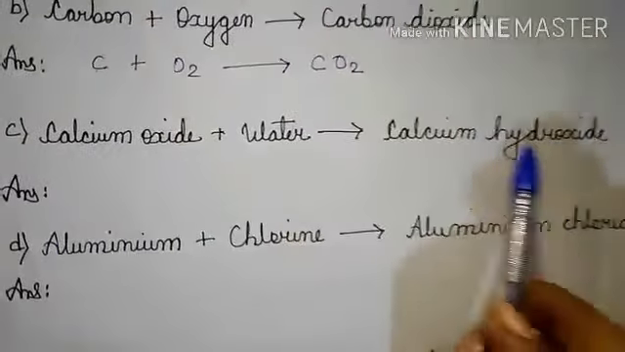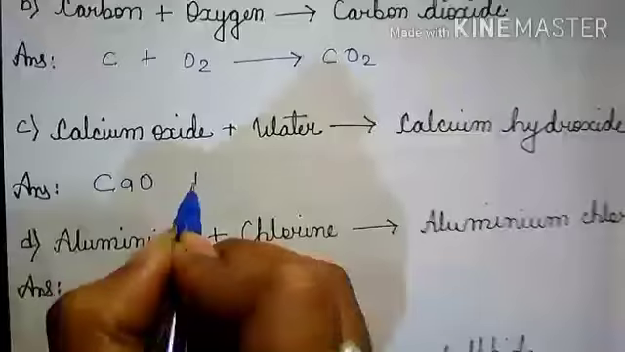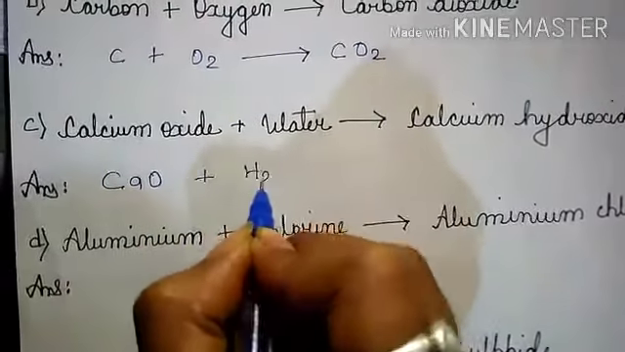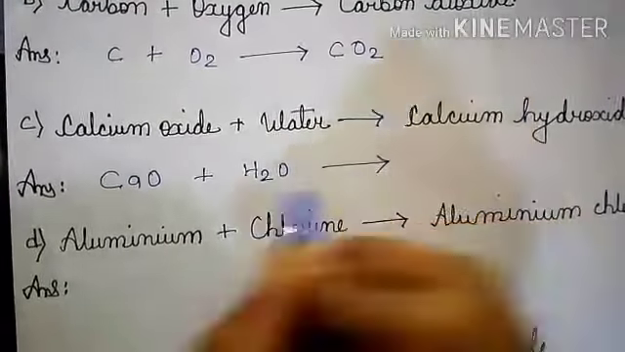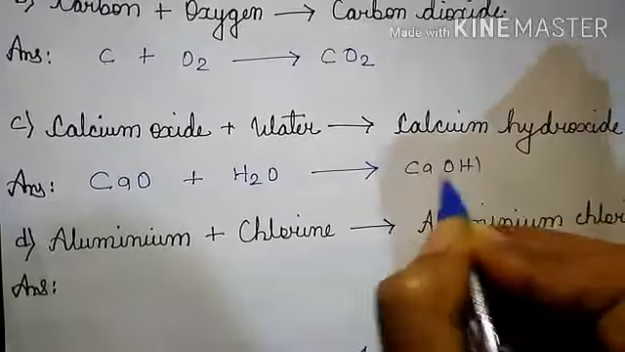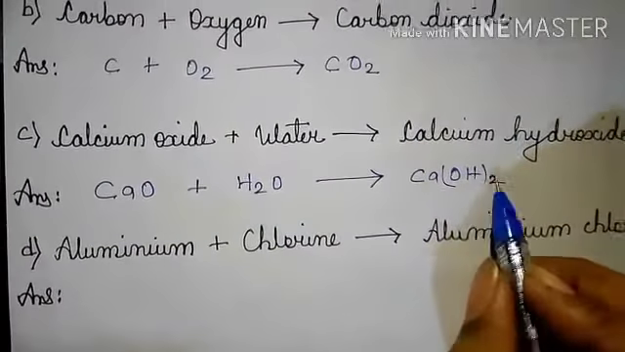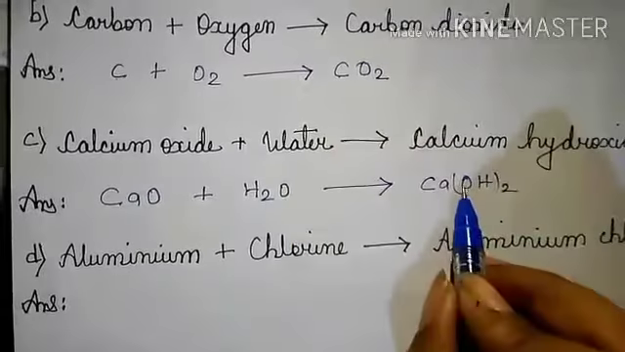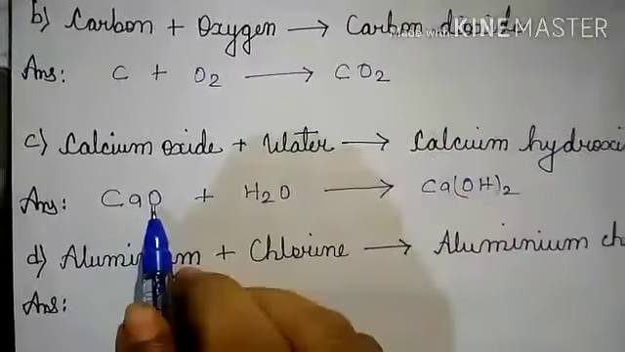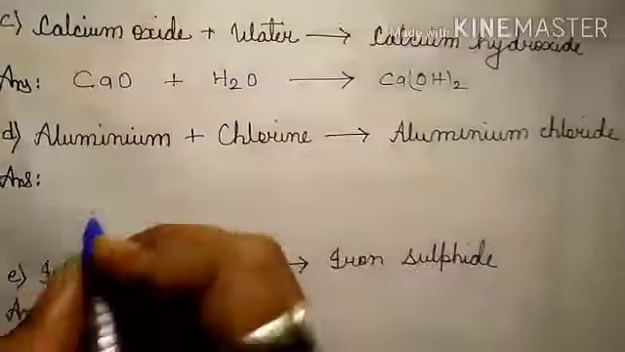Now we'll see question number C. Calcium oxide plus water gives calcium hydroxide. Calcium oxide is CaO plus H2O gives calcium hydroxide, Ca(OH)2. Now we'll see that there is 1 calcium atom on both sides, 2 hydrogen atoms on both sides, and 2 oxygen atoms also on both sides. Now we'll see question number D.